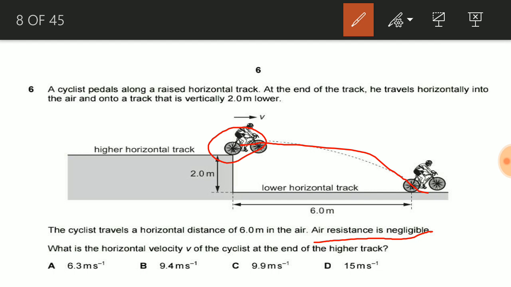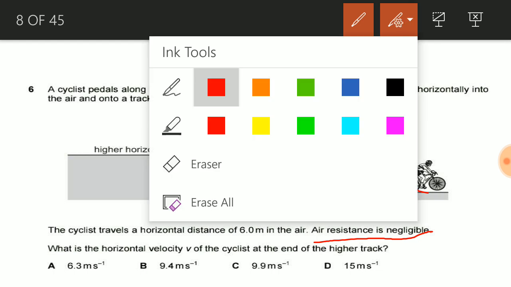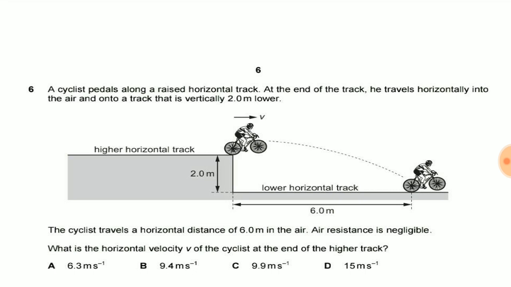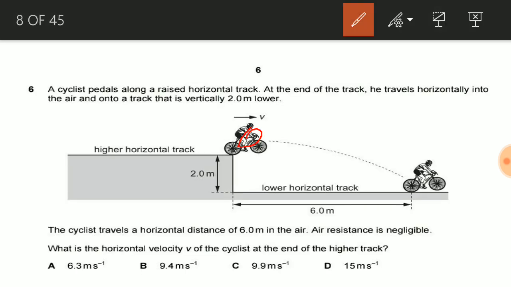So this is the case of projectile. Now we need to take care of the velocity. Here at this point, when he was just taking off, and here when he is landing, at this point we have two velocities. This is towards the x-axis and this is towards the y-axis. Here also we have two velocities, x-axis and y-axis.